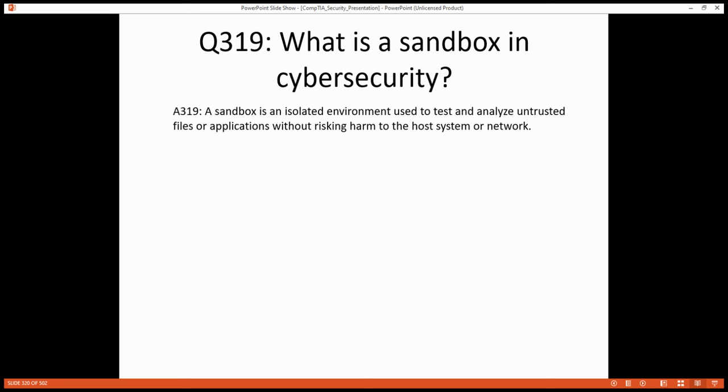Q319. What is a sandbox in cybersecurity? A319. A sandbox is an isolated environment used to test and analyze untrusted files or applications without risking harm to the host system or network.